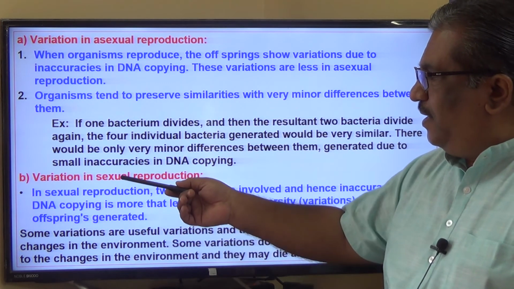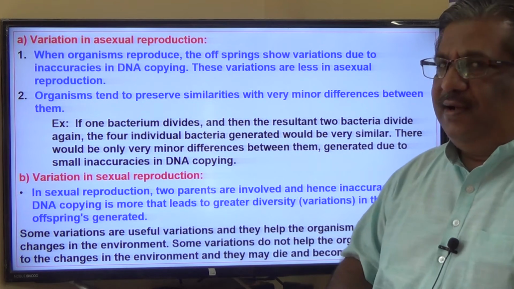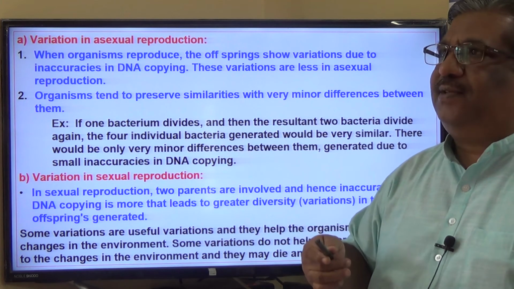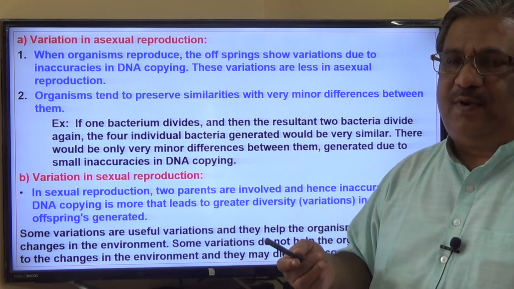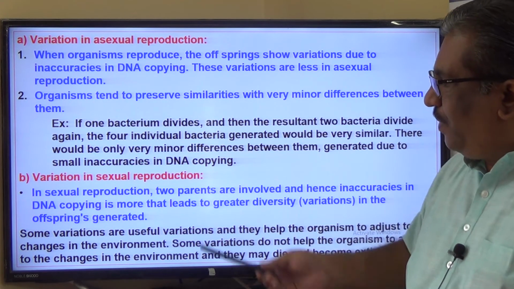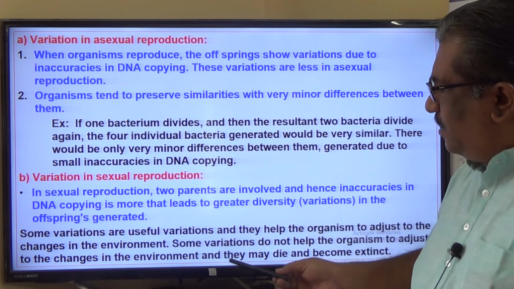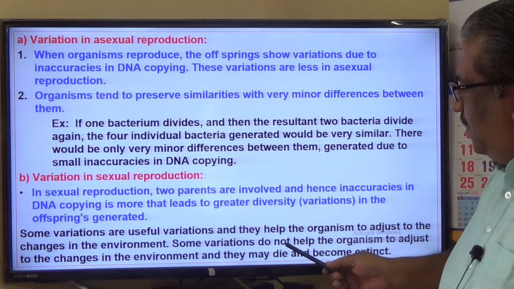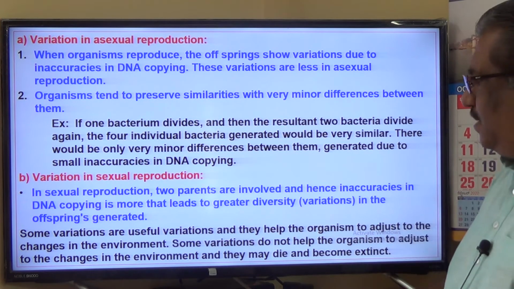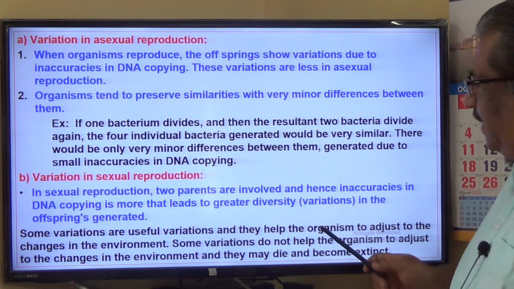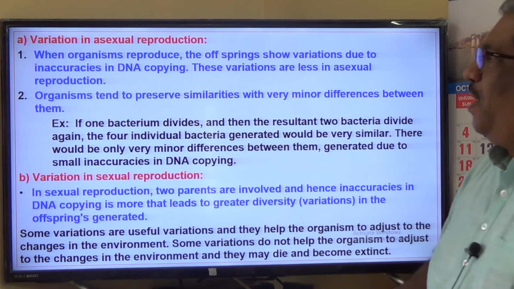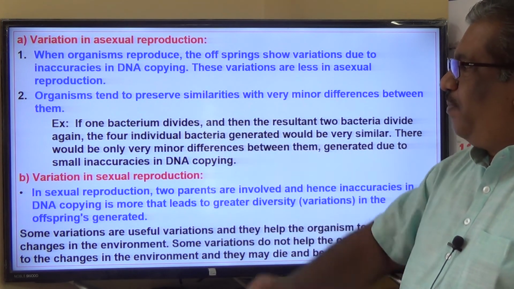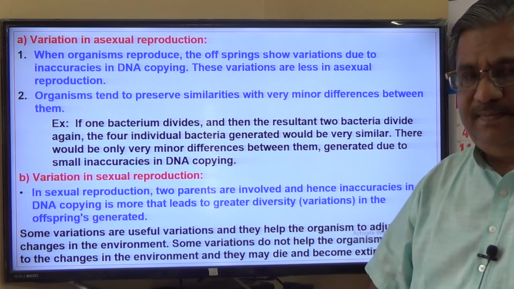So offsprings produced by sexual reproduction are similar but not identical, whereas in asexual reproduction the offsprings produced are nearly identical. And of course, as I said, these variations sometimes are helpful to sustain harsh environmental conditions. Sometimes these variations are not helpful. In that case, the organisms may die and become extinct. So in this slide, I hope you have understood the nature of variation in asexual reproduction and sexual reproduction.